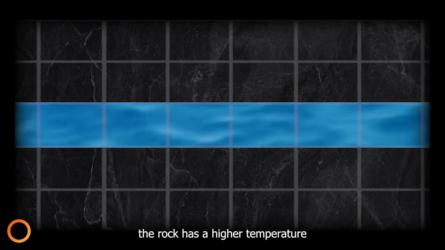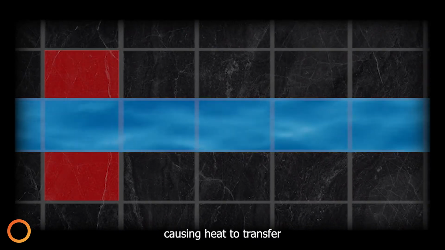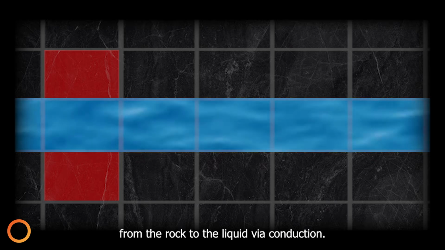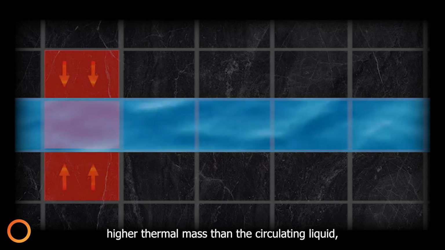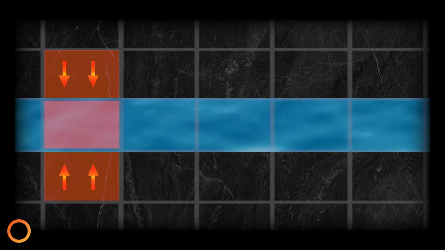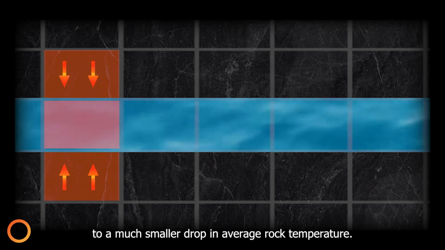Throughout the system, the rock has a higher temperature than the circulating liquid, causing heat to transfer from the rock to the liquid via conduction. The rock also has a much higher thermal mass than the circulating liquid, meaning that a 1 degree temperature gain in the fluid corresponds to a much smaller drop in average rock temperature.